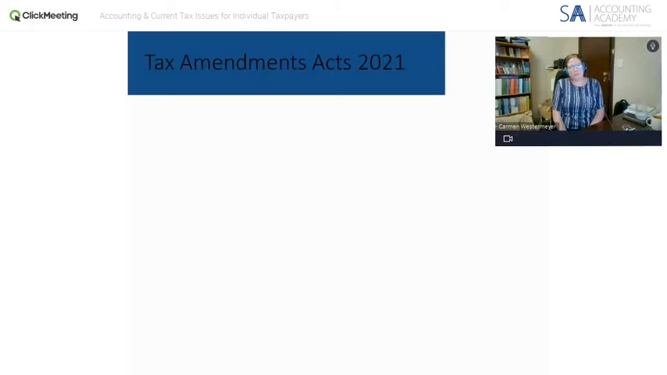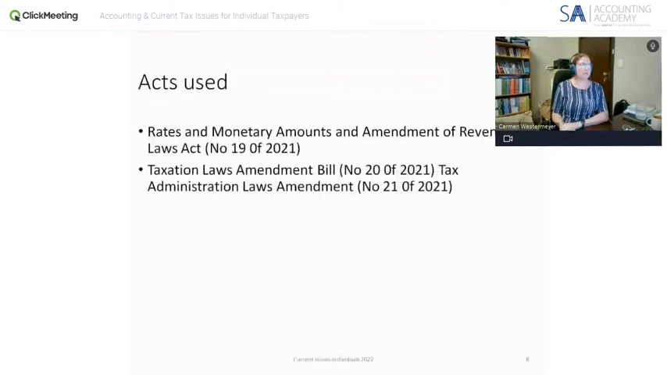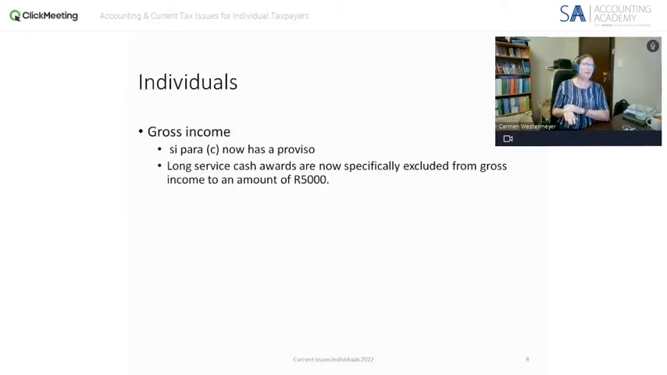Right. So first things first, what were the changes that actually came through in the current set of tax amendments? Now, the amendment acts that we're looking at, therefore, are the rates and monetary amounts amendments. It's 19, 20, and 21 of 2021. Now, the good, bad news is there was not much substantive change that happened in the individual space in the current round of tax amendments.